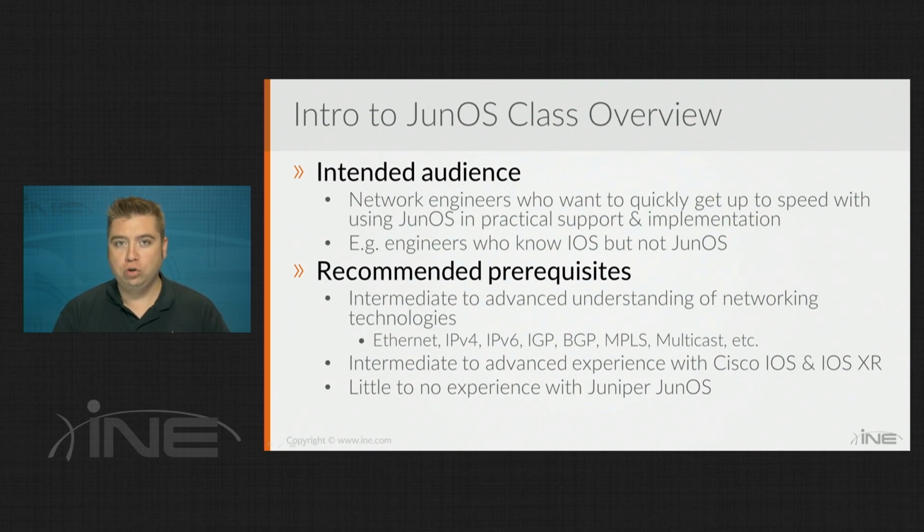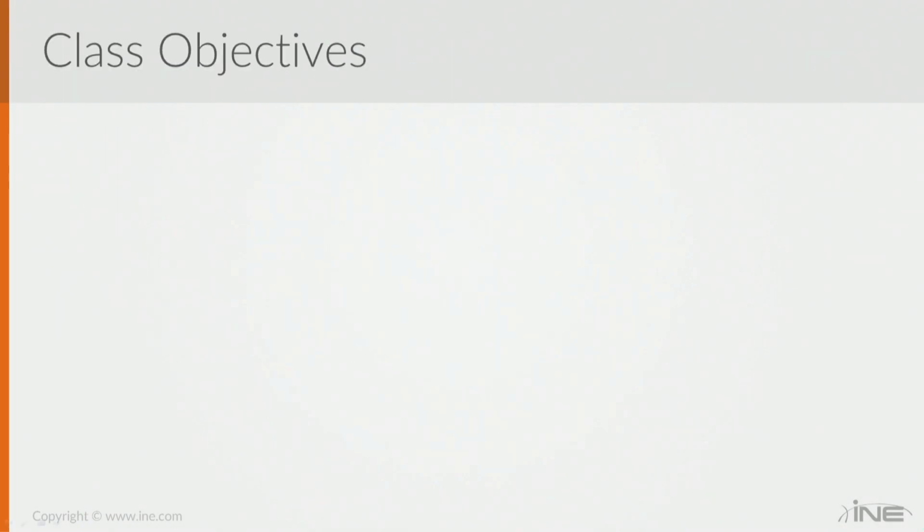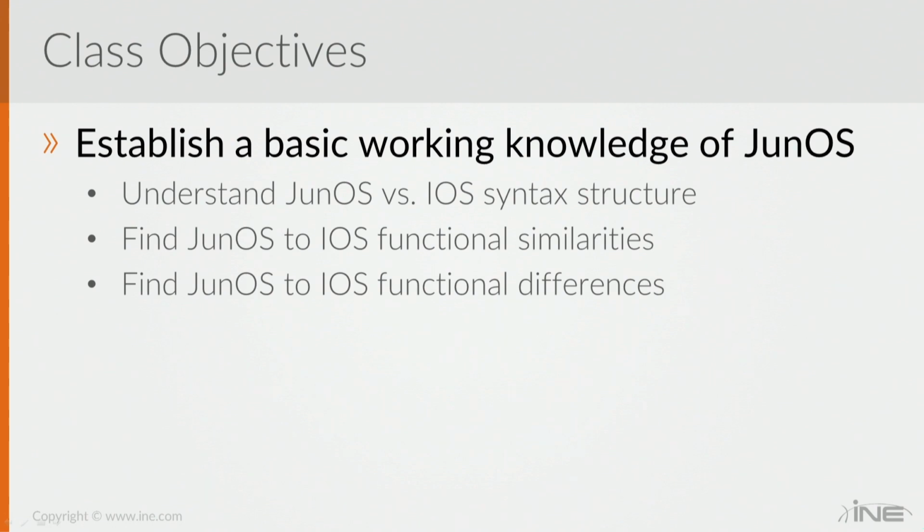So if you've never used JunOS before, then you're fine. We don't expect you to have any previous knowledge of how Juniper does its implementations. Basically, we're going to be starting from scratch, looking at the differences between the specific CLI syntax in Juniper JunOS versus Cisco's IOS. So the ultimate goal of this class is for everyone to get a basic working knowledge of JunOS.